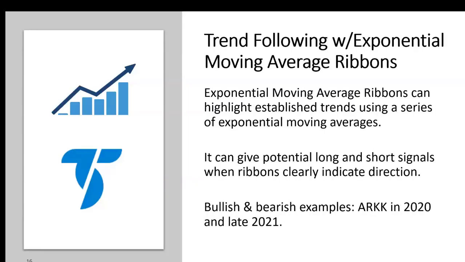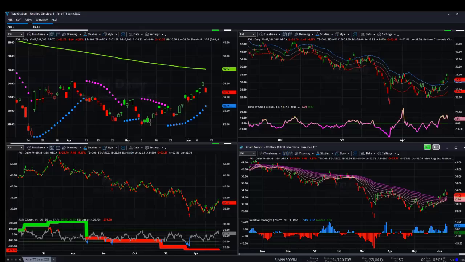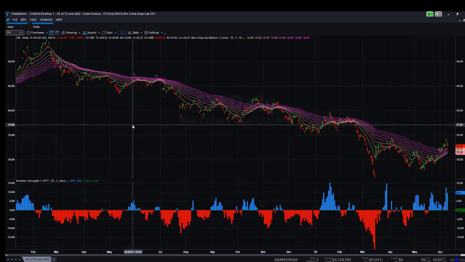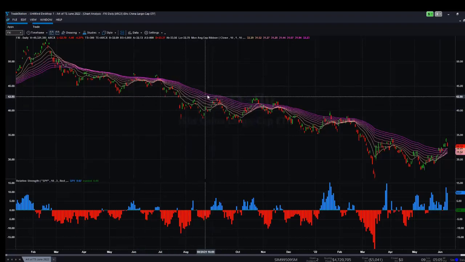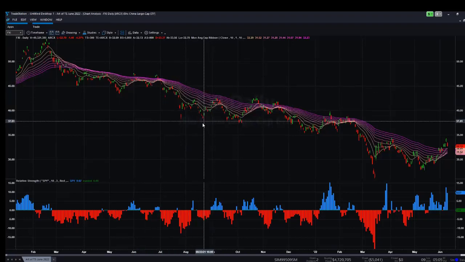EMA ribbons. Exponential moving average ribbons can highlight established trends using a series of exponential moving averages. They can give potential long and short signals when the ribbons clearly indicate direction. So, we're looking at EMA ribbons. The way this works is the lighter colored ones are the faster moving ones. And when you see them pointing in a single direction like this, this is a bearish one. It's easier to see with bullish ones.